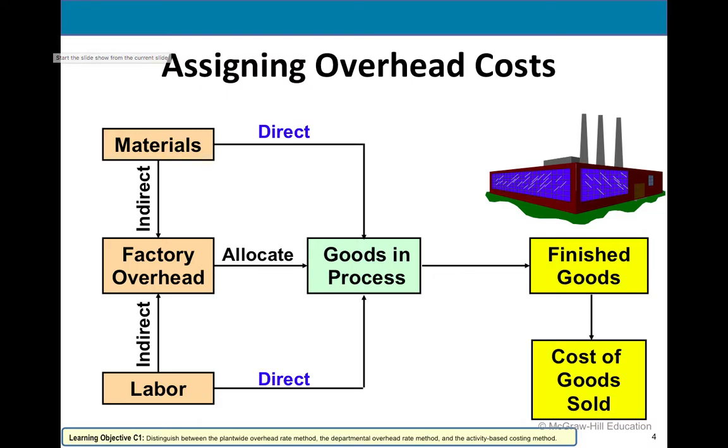Again here, the big three still remain the same. So I have direct materials, direct labor, and our factory overhead. How we're going to allocate it all to goods in process, up to finished goods, up until the last part, cost of goods sold.